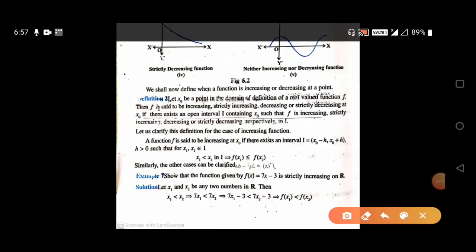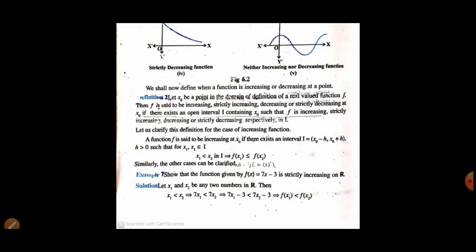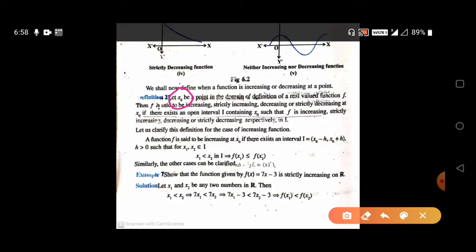Now in definition 2 it is given, let x naught be a point in the domain of definition of a real valued function f, then f is said to be increasing, strictly increasing, decreasing or strictly decreasing at x naught if there exists an open interval I containing x naught such that f is increasing, strictly increasing, decreasing or strictly decreasing respectively in the interval I. So in definition 1 we got that the function is increasing, strictly increasing, decreasing, strictly decreasing on an interval, but here in definition 2 they are telling about a point, whether the function is increasing, strictly increasing, decreasing or strictly decreasing at this point or not.